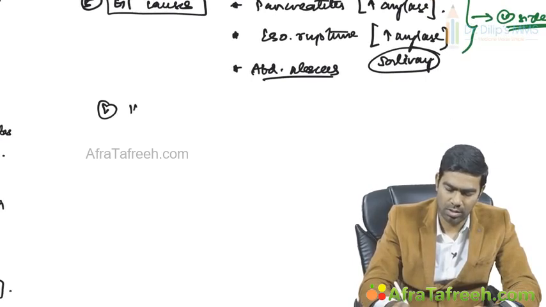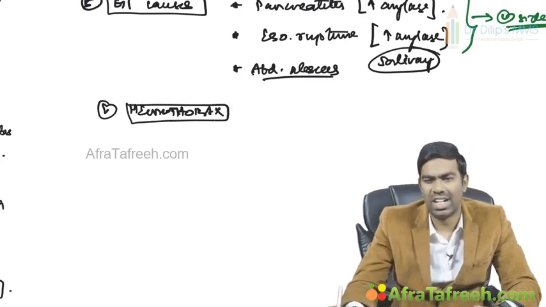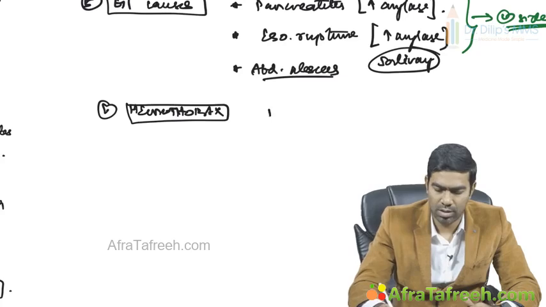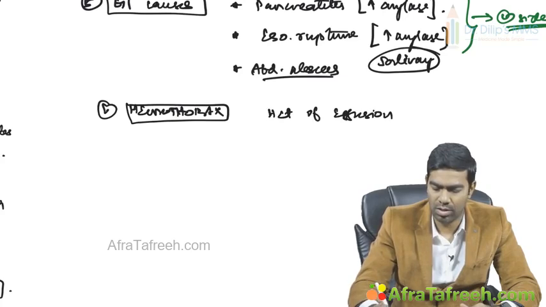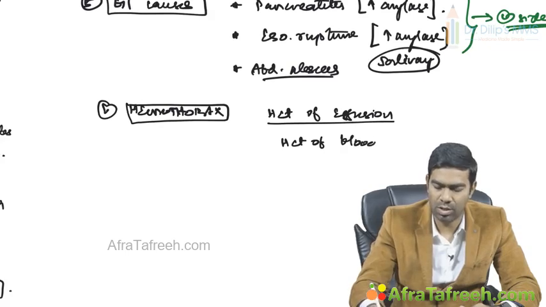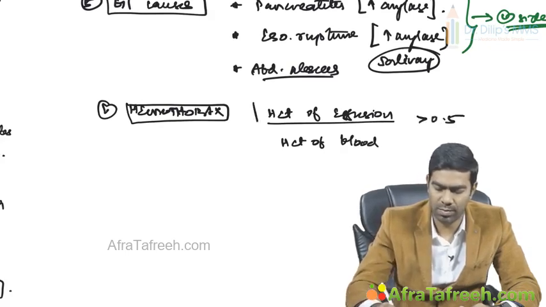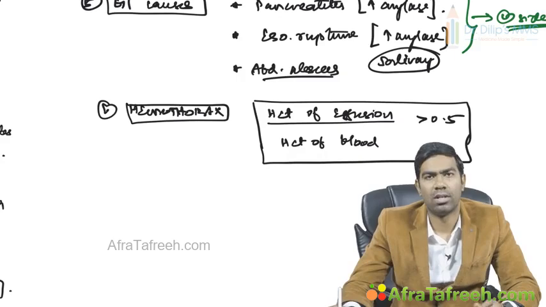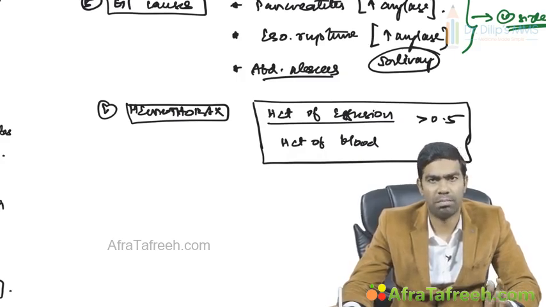Then there is an entity called hemothorax. It's blood in the pleural space. That's it. How can you confirm it's a hemothorax? If you compare the hematocrit of the pleural fluid effusion and the hematocrit of the blood, if it's more than 50% or more than 0.5, which means the hematocrit of the pleural fluid is more than 50% of the hematocrit of the blood itself, then that is what we call hemothorax.